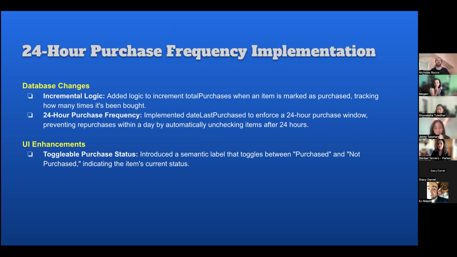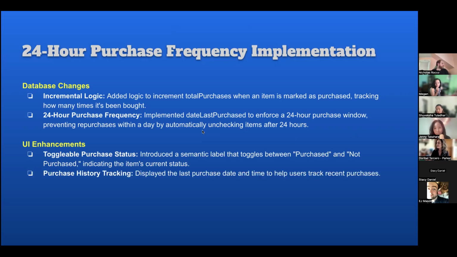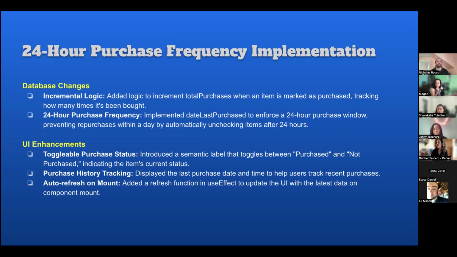And for the UI changes, we introduced a semantic label that toggles between purchased and unpurchased, indicating the current item status. We also added the last purchase date, displayed adjacent to the purchased and unpurchased status, including date and time, to help the user track their recent purchases. Lastly, we added an auto refresh function using useEffect to update the UI with the latest data on the component mount. So moving on, I'm handing over to Doribel.